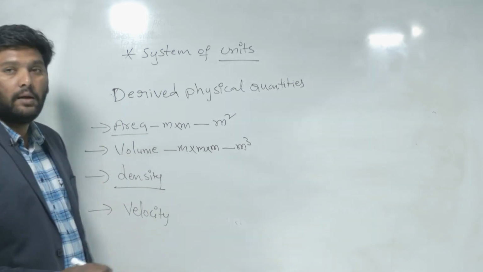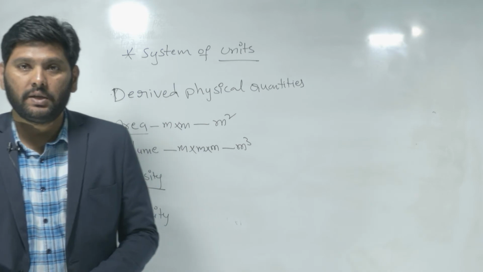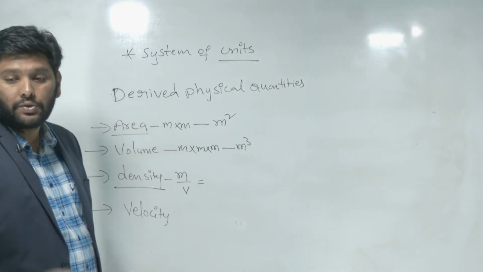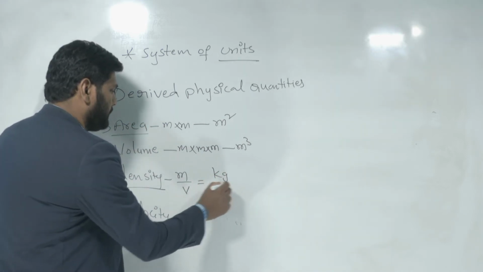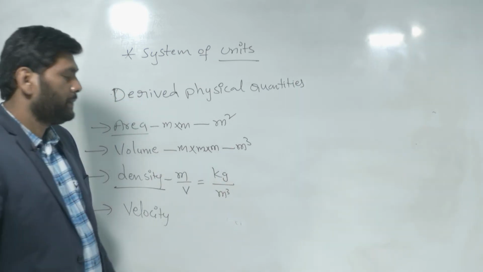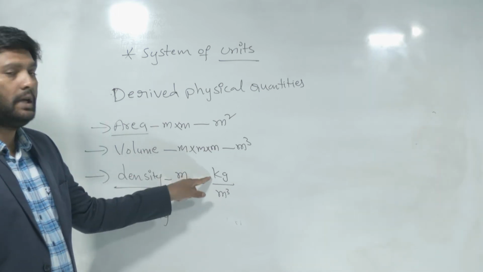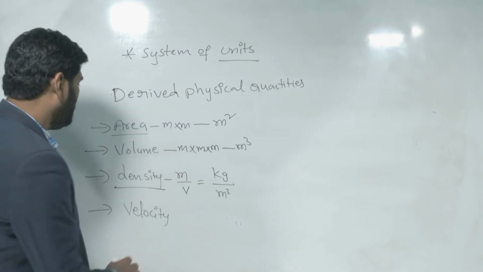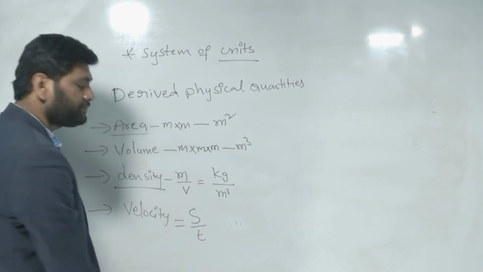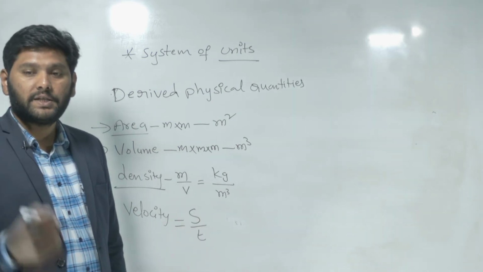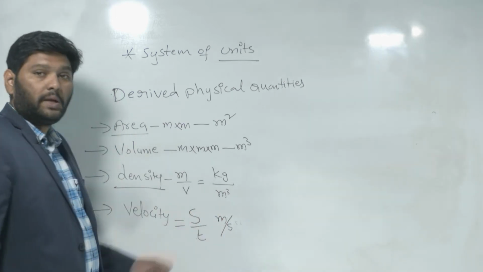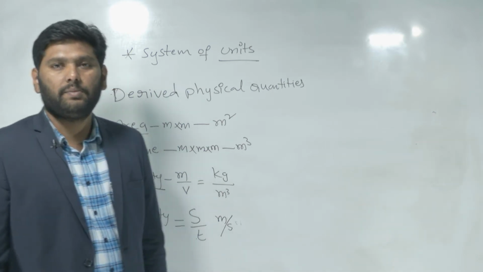Now the density formula: mass per unit volume. Density means what? Mass per unit volume. Now the SI unit of mass is kg, and for volume we just derived meter cube. So finally, the SI unit of density is kg per meter cube. In a similar way, velocity: the formula for velocity is what? Distance by time. Distance units are meter, time units are second. So meter per second is the SI unit of velocity.